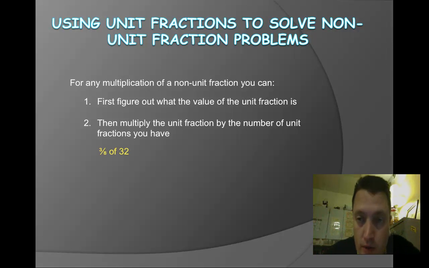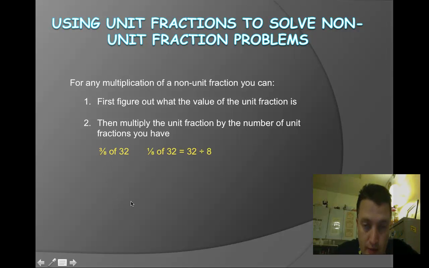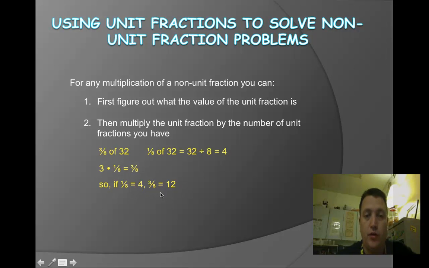Okay, so we're looking at 3/8 of 32, a whole number of 32. Again, picture something: marbles, apples, I don't care. We're going to divide it into 8 equal groups, because that's what my denominator tells me to do. 1/8 of 32 is the same as saying 32 divided by 8. We're taking that single unit fraction, and that's going to give me 4. So 3 times 1/8 is 3/8. I can do 3 times 4, which is 12. 1/8 equals 4, so 3/8 is 12. That's taking group 1 of 4, group 2 of 4, group 3 of 4, and adding them all together.